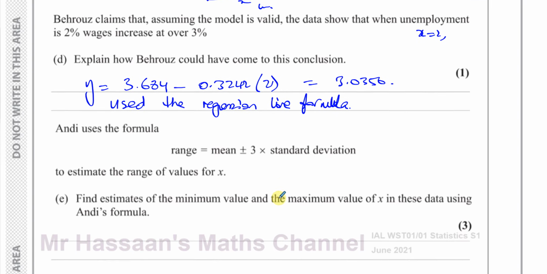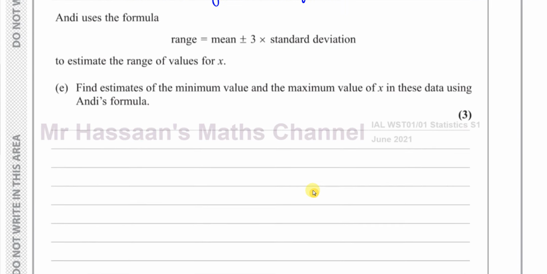Then it says Andy uses the formula, the range is equal to the mean plus or minus 3 times the standard deviation, to estimate the range of values of X. Find the estimates of the minimum and the maximum value of X in these data using Andy's formula. Okay, so basically for X, we need to find the mean and we need to find the standard deviation. If we know the mean of X and the standard deviation, we can find the maximum and the minimum value.